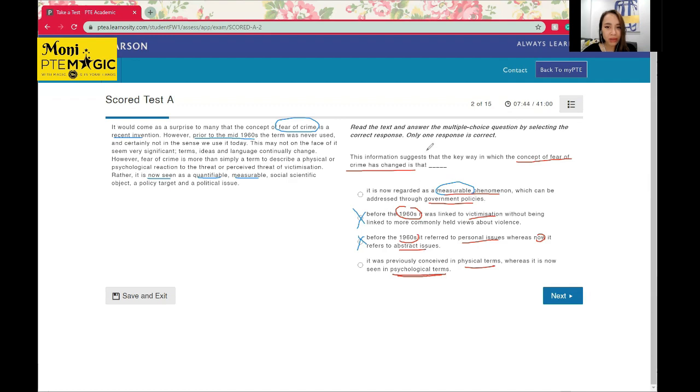So the correct answer should be A. You need to find the keywords. Always find the keywords in the option. The keywords are psychological and physical. Fear of crime is more than simply a term, so it's more than both of them, not just psychological terms, right? So the correct answer is the first one. Okay, let's go to the next one.